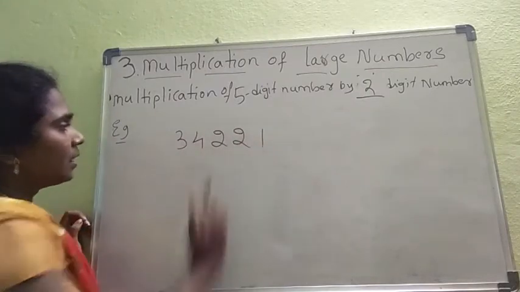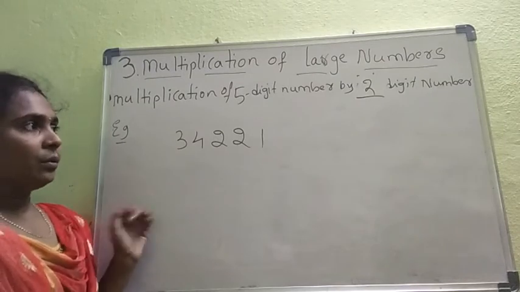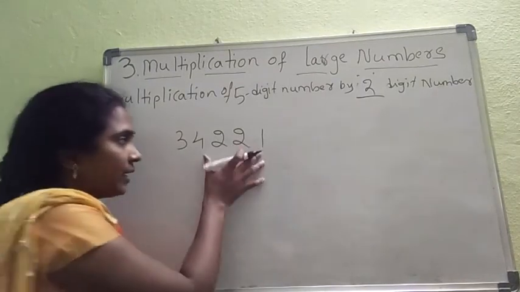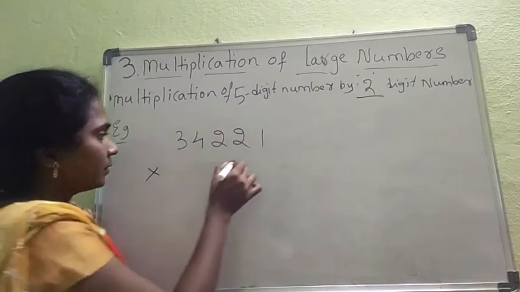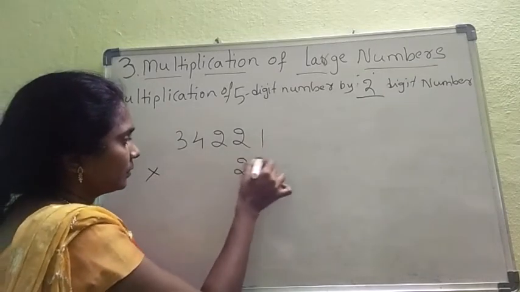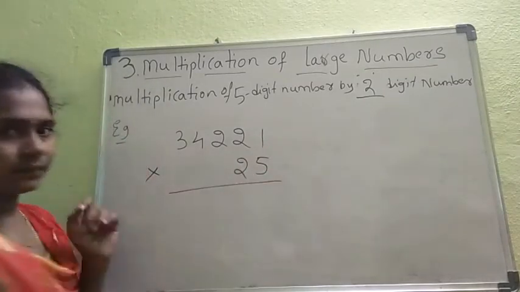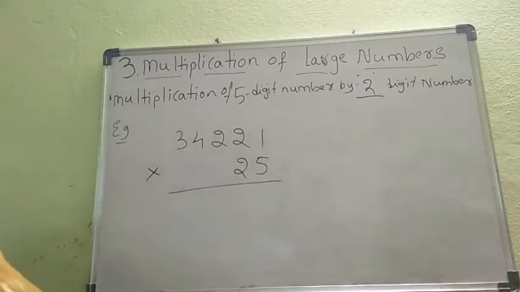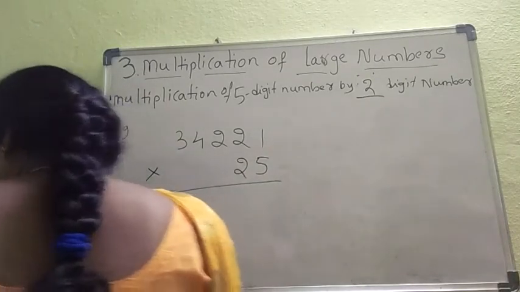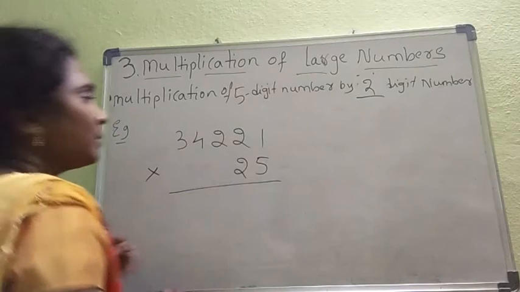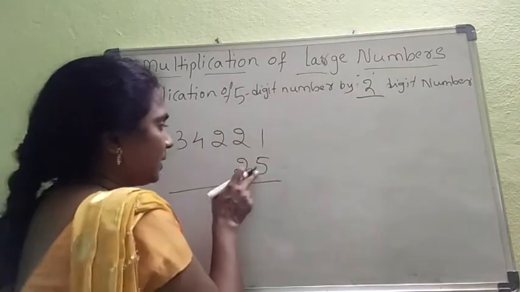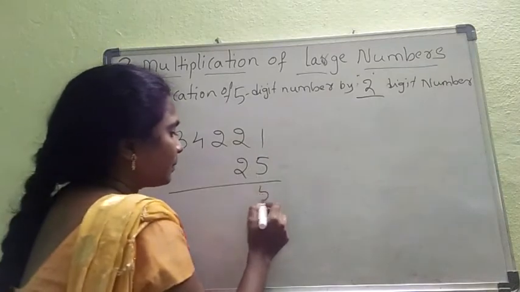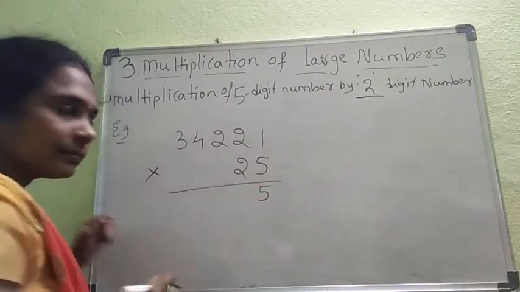Right? This is the 5-digit number. Now you need to multiply a 5-digit number with a 2-digit number. What is the first step you need to do? You have to multiply the given number by the ones place digit. What is the ones place digit? That is 5. 5 ones are 5 only.